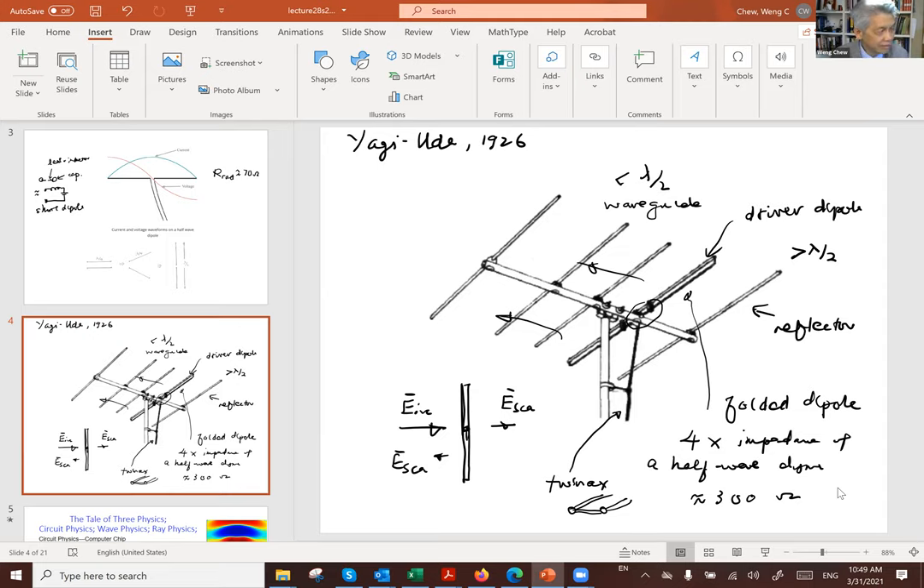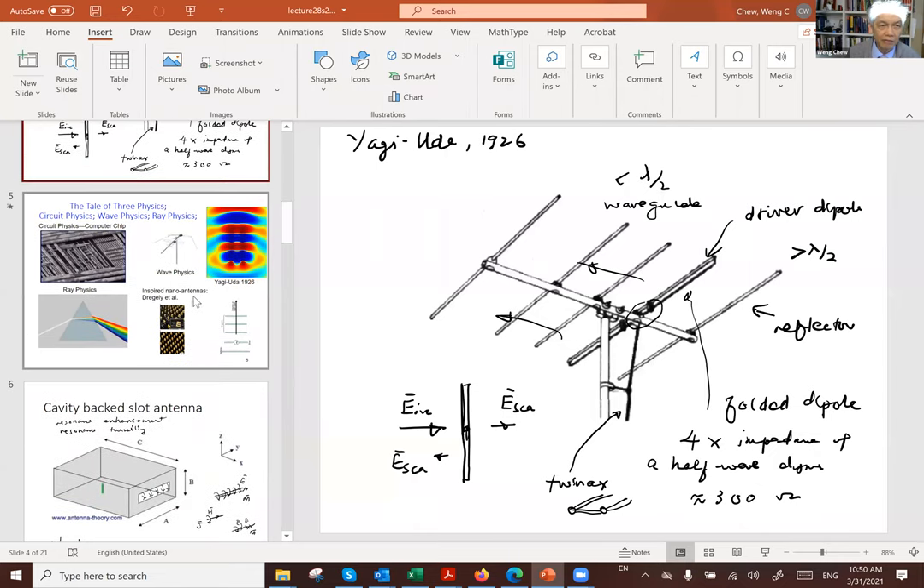You probably haven't seen the Yagi-Uda antenna, but if you are of my age, these antennas adorn the roof of many homes in America and all over the world. Okay, but not anymore because we have microwave communications these days and we use a different modality for communication. Okay.